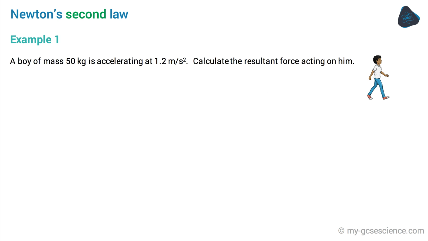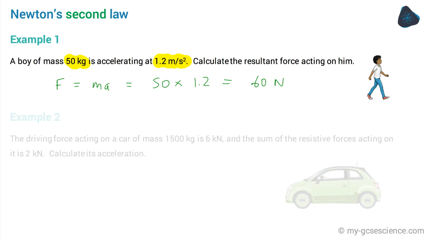Have a look at this first example of using F equals ma now. As you can see, the boy's mass is 50 kilograms and his acceleration is 1.2 meters per second squared. This is a nice straightforward substitution question, so starting off with F equals ma for our resultant force, that becomes 50 times 1.2 to give an answer of 60 newtons. On to example 2 next.